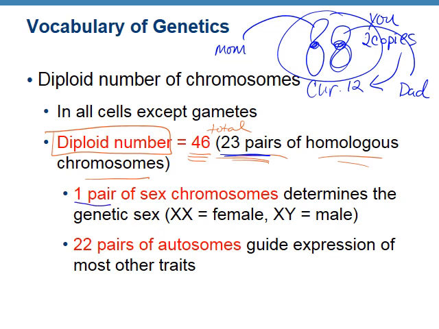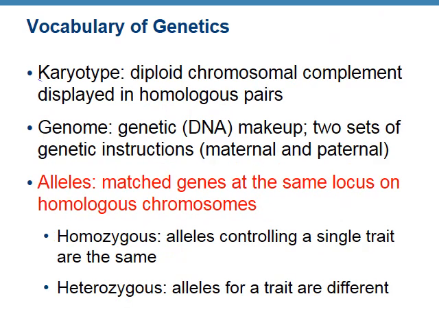We also have 1 pair of sex chromosomes. The other ones, they'll call autosomes. So we have 23 pairs of homologous chromosomes. One of those 23 pairs is a set of sex chromosomes, and the rest of them we use the term autosome. I opened the chapter with a karyotype. We got to see all of the diploid chromosomes displayed in their homologous pairs.